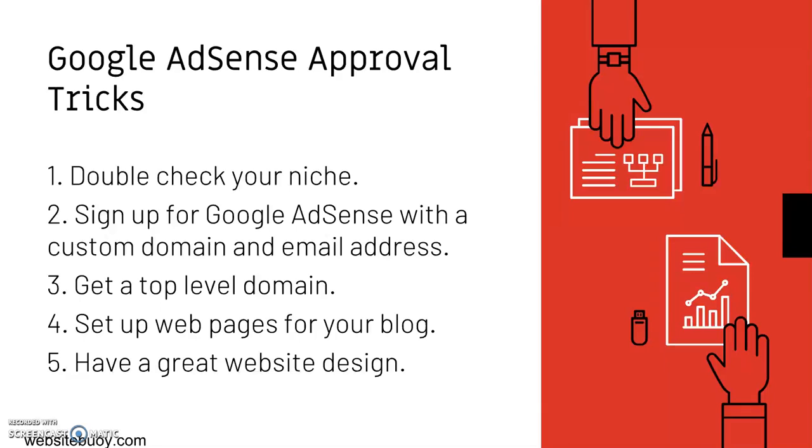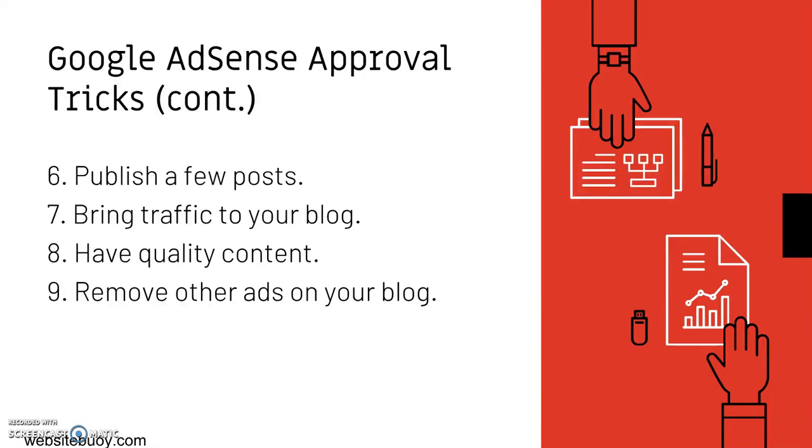And then you want to have a great website design. A blog can have as little as 3 posts and still get AdSense approval. The trick is to have a well-designed website with good navigation. And then you want to publish a few posts. Now, there's no magic number for this, but if you have at least 10 or 20 posts on your blog, that's a good start. And each post should be published and spaced at regular intervals.